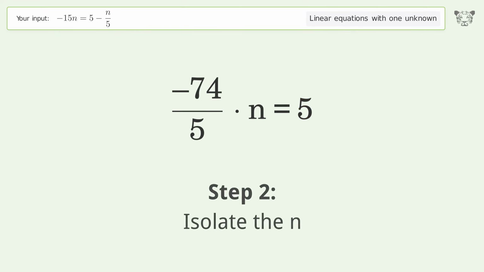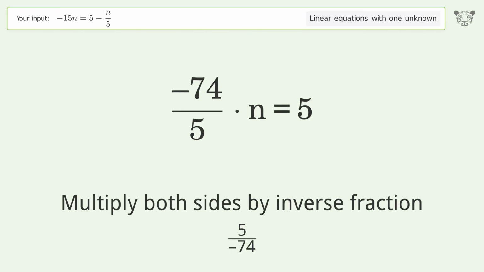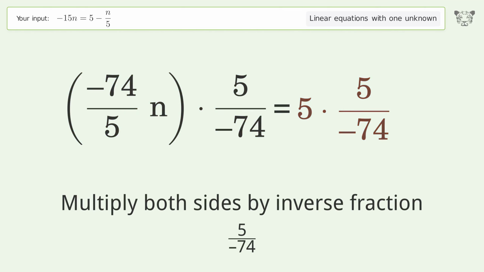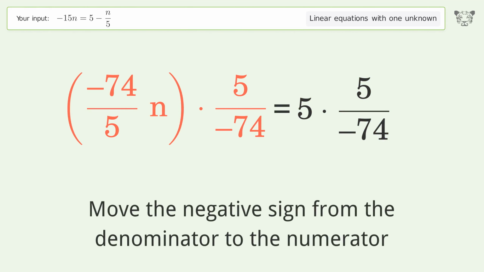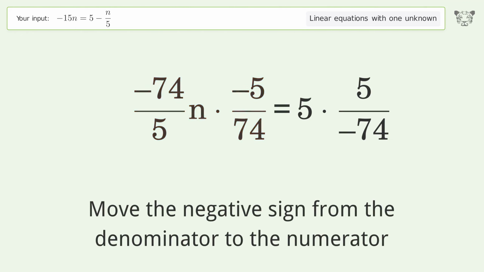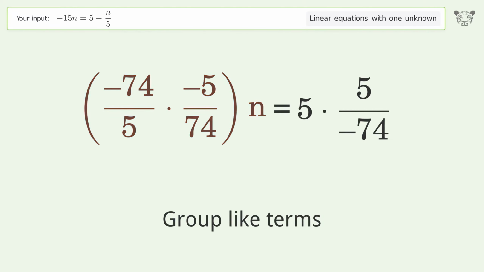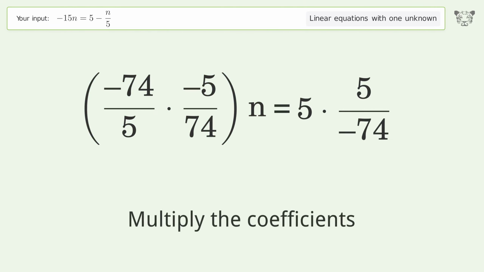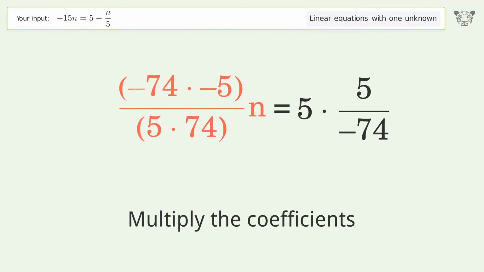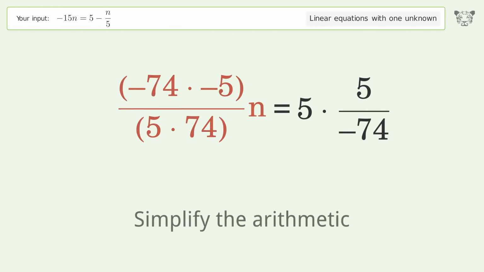Isolate the n. Multiply both sides by the inverse fraction 5/-74. Move the negative sign from the denominator to the numerator. Group like terms. Multiply the coefficients. Simplify the arithmetic.